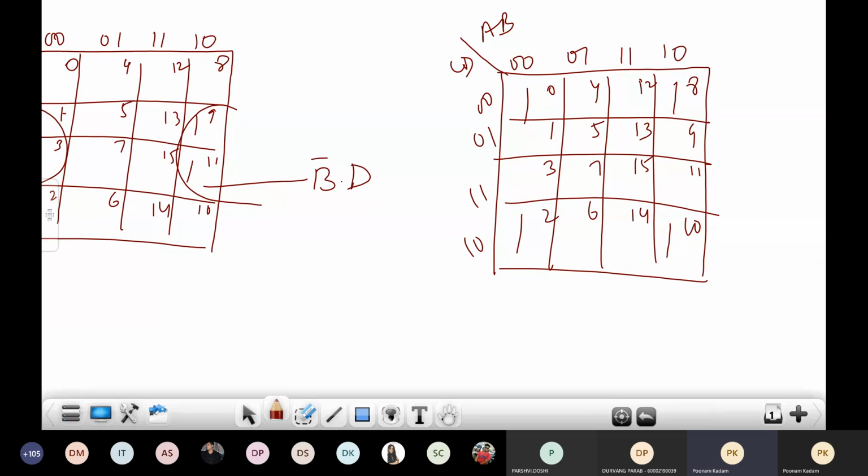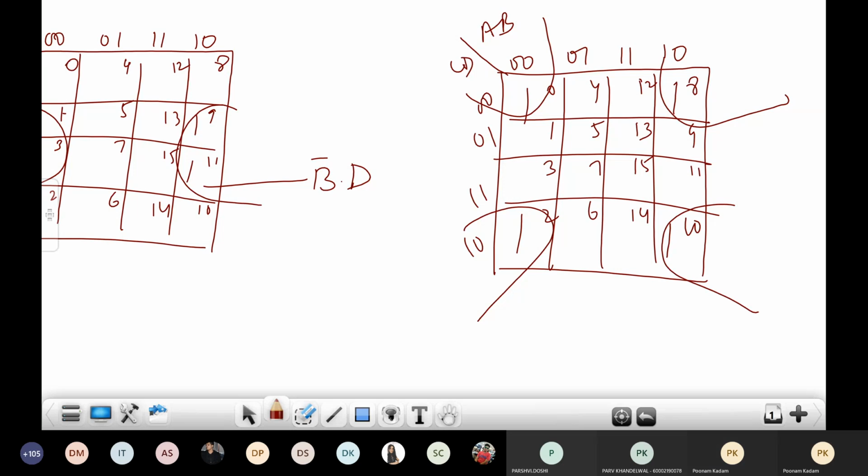Can we make a group? Yes, ma'am. If you fold this K map, you will find that these 2 will overlap. These 2 will overlap. We once again fold it. All the 4 will overlap, right? So we can make a group of these 4 cells.